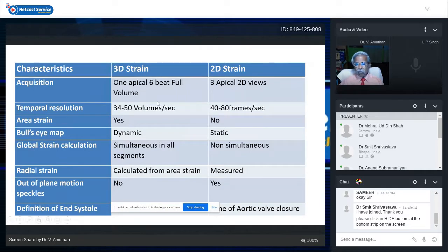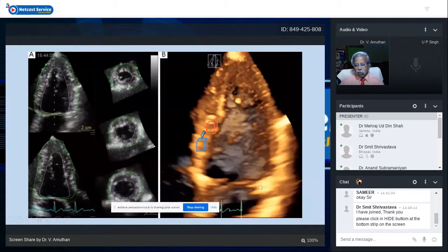And the temporal resolution you can see here. And area strain is the most important advantage. And bullseye map is dynamic, and the most important benefit is that out of plane motion speckles are absent in 3D strain, whereas they are present in 2D strain. So this is the 3D strain. It's a cube which is tracked, whereas in 2D strain it is a speckled dot which is tracked. So that is the difference between the 2D strain and 3D strain.